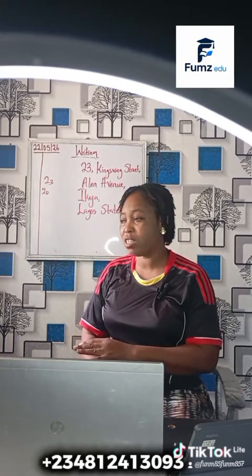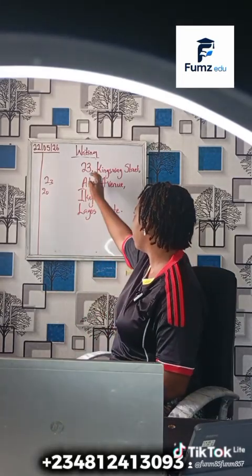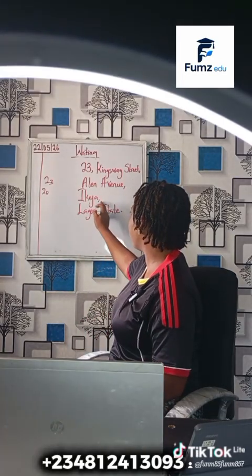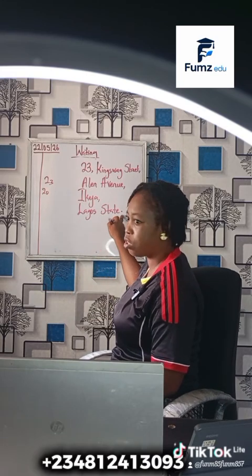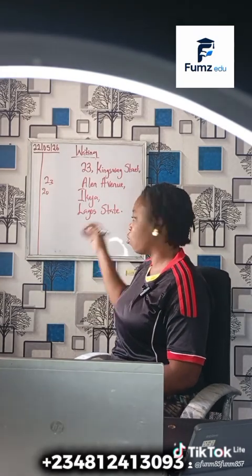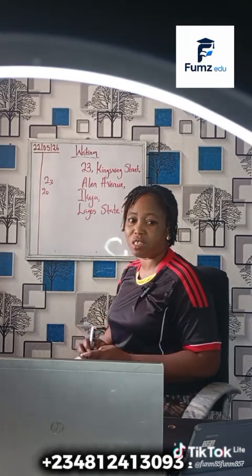This is called the writer's address. Observe it again. At every point, you are putting your comma. So the moment you write your Lagos State, you put your what? Your full stop. So then the next thing you are writing is your date.